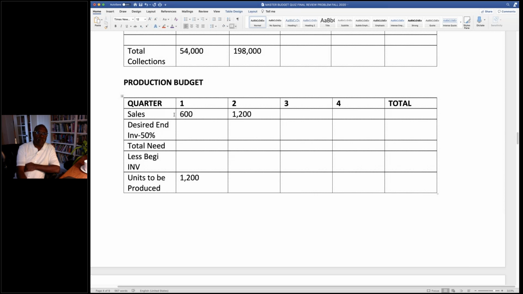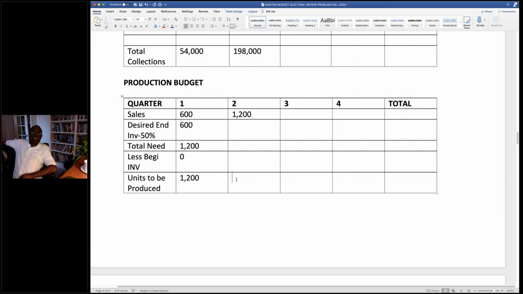So we want to make 600 because we're selling 600, but we also want to make half of these units, so we have them already made. You can't go into the quarter with no units and get them made in time. There is no beginning inventory, so this number is 0. All right, giving me my second quarter's total units to be produced.